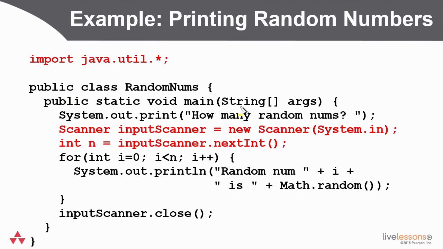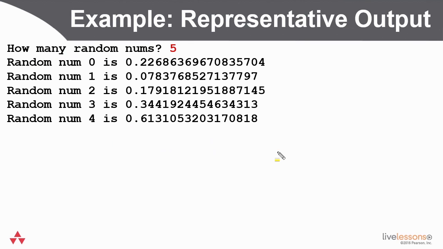Okay, nevertheless, let's try it out because it is occasionally useful, and it's useful just for practice when you're first learning. So we'll make a scanner that points at the standard input. We'll read the next whole number that the user enters, and we'll loop that number of times. If they enter 5, we'll loop 5 times. If they enter 12, we'll loop 12 times. And sure enough, if they enter 5, then we'll see that we looped 5 times from 0 to 4.